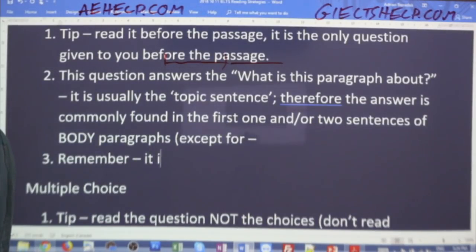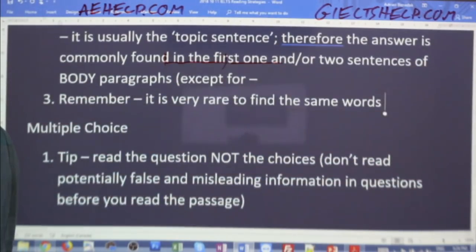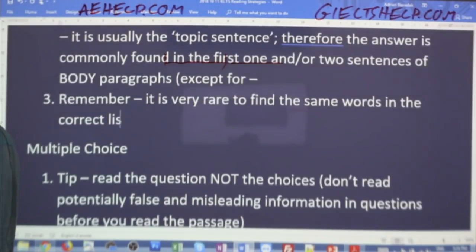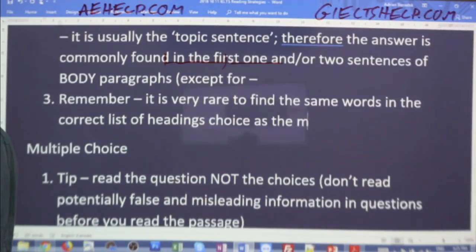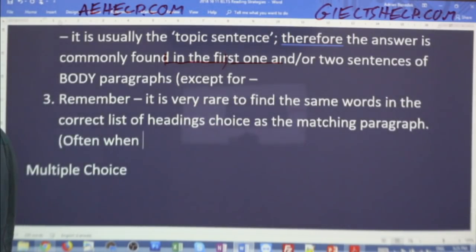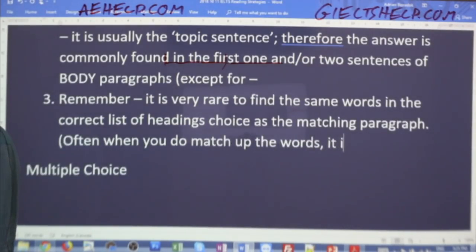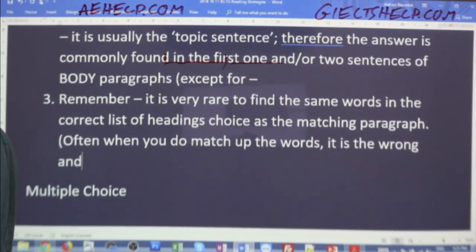It is very rare to find the same words in the correct list of headings choice as the matching paragraph. That's because it would be too easy that way. And often when you do, it is the wrong answer. And again, it would be too easy if that's all you needed to do, okay?